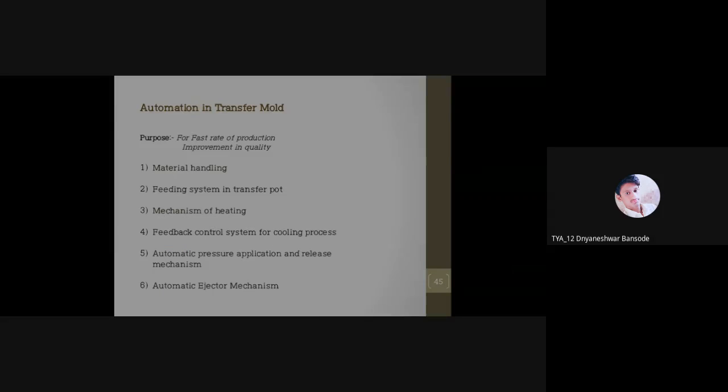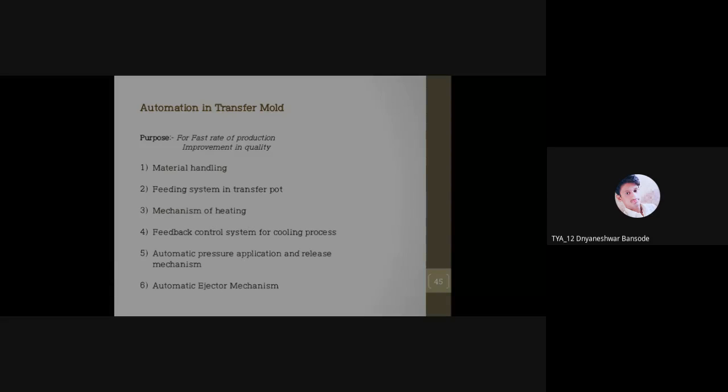material handling, yes. Feeding system in transfer pot, yes. Mechanism of heating, continued. Feedback control system for cooling process, okay, that we remind. Okay, so this cooling or curing is done in the mold cavity. Again, you can provide the simple thermal sensors, and based on the temperature range we can manage the mold openings. See, when mold is opened, when component is properly cooled, cured. Okay, so by using thermal sensor that can be managed easily. Automatic pressure application, yes, and automatic ejector mechanism.